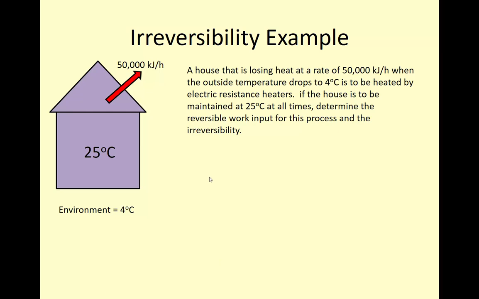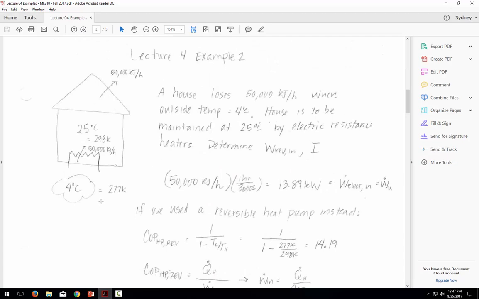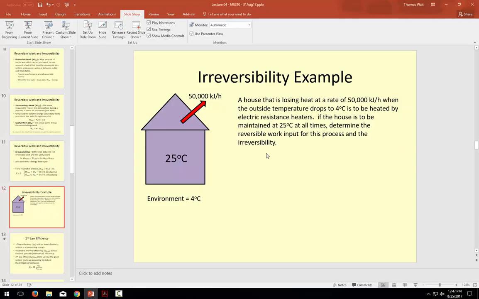So let's do another example to calculate the reversible work input and the irreversibility. If we go to our second example in lecture 4, we have a house that's losing heat at a rate of 50,000 kilojoules per hour when the outside temperature of the environment is 4 degrees Celsius. We want to heat this house using electric resistance heaters. If the house is to be maintained at a constant temperature of 25 degrees Celsius at all times, we need to determine the reversible work input for this process and then also the irreversibility.